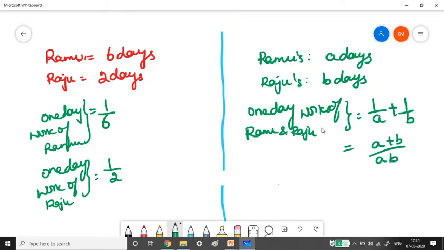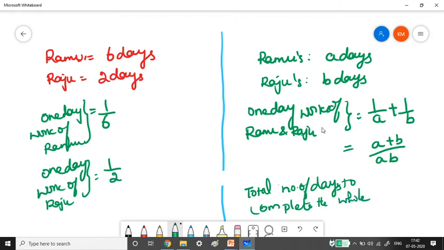So what will be the total days taken to complete a work? Total number of days to complete the whole work by both the persons, Ramu and Raju, is obviously the inverse of the 1 day work. So this is the formula. This formula is the same if they have given two persons. For calculating their 1 day work, it is A plus B divided by AB. And for calculating the total number of days to complete the whole work, it is AB divided by A plus B.